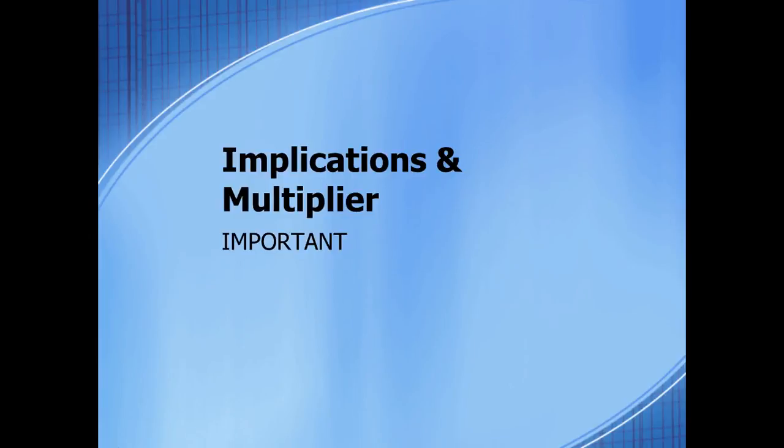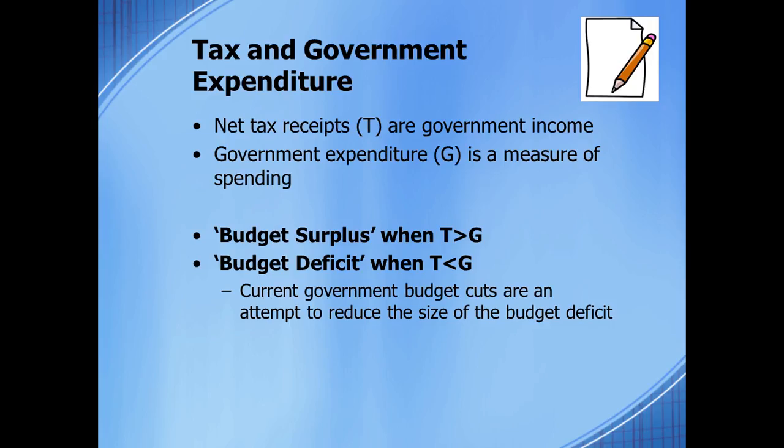Okay, this is the last video where we look at the national income. We're going to be looking at the implications and the multiplier effect. And it's really important to actually look at and understand the relationship between the tax and the government expenditure. So these are areas we've looked at in the session already.